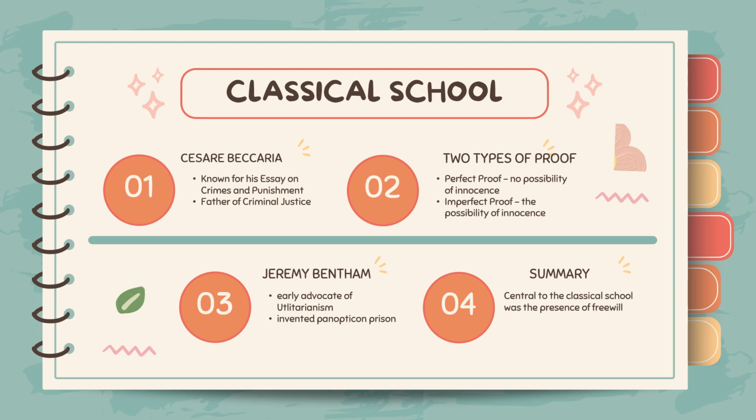And another proponent of the classical school, we have Jeremy Bentham. As we all know, Jeremy Bentham invented the panopticon prison, and he advocated utilitarianism and fair treatment of animals. Utilitarianism refers to a view that people's behavior is motivated by the pursuit of pleasure and the avoidance of pain.